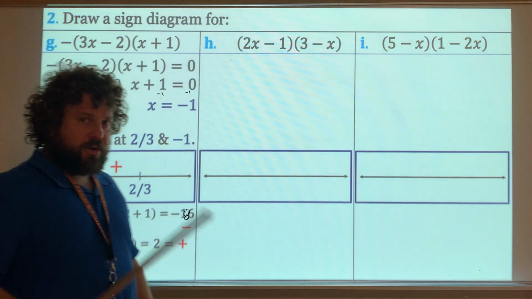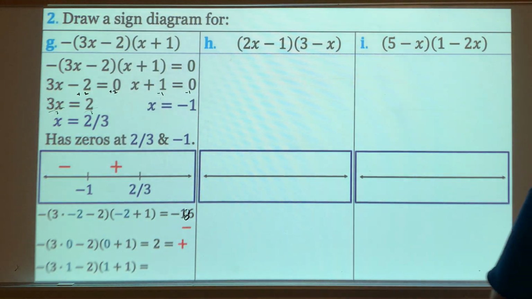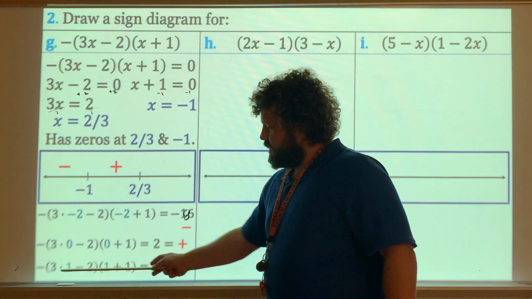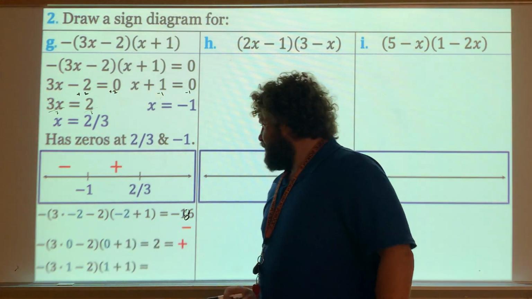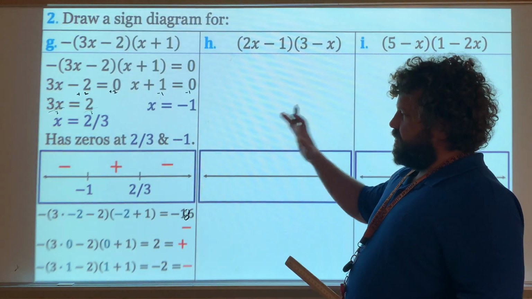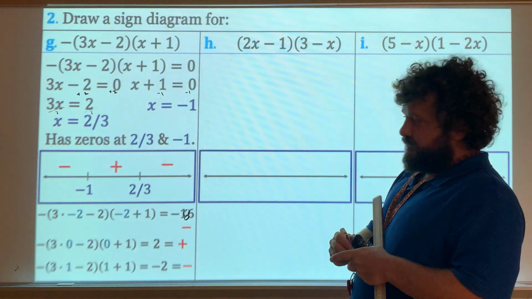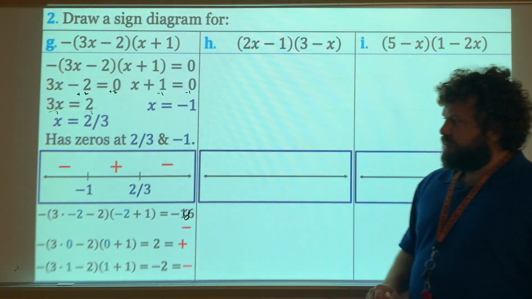Number bigger than 2/3 is 1. All right, so 3 times 1 is 3. 3 minus 2 is 1. 1 times 2 is 2. And then you got a negative there, it should be negative 2. Negative 2 is indeed negative. Negative, positive, negative. Sometimes it stinks when you know what the pattern is and you mess up something simple like that.